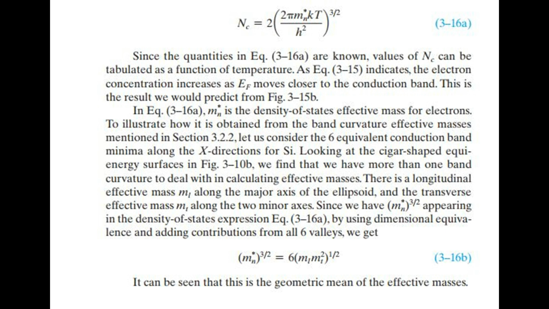Since we have m*n^3/2 appearing in the density of states expression, Eq. 3-16a, by using dimensional equivalence and adding contributions from all 6 valleys, we get the following. It can be seen that this is the geometric mean of the effective masses. Calculate the density of states effective mass of electrons in silicon.